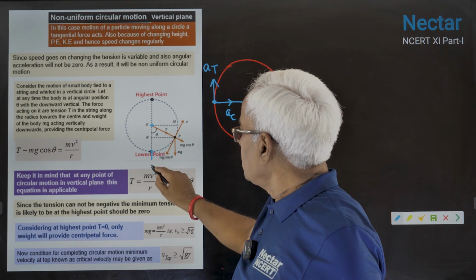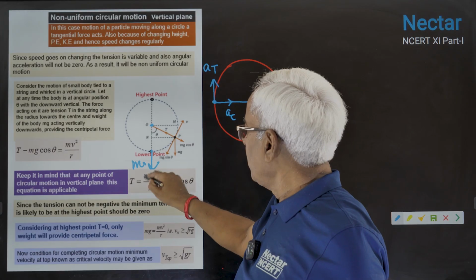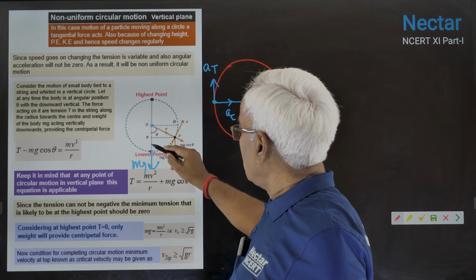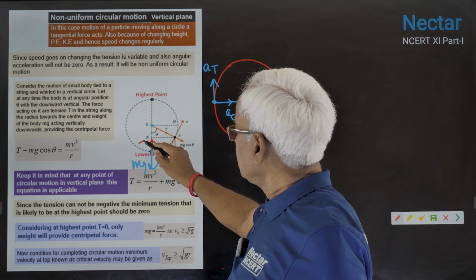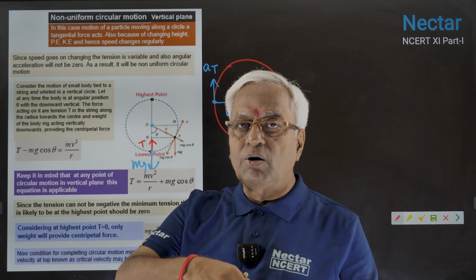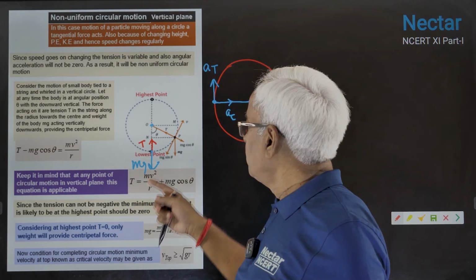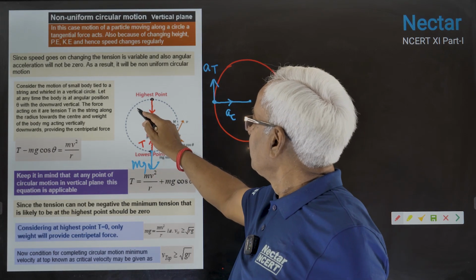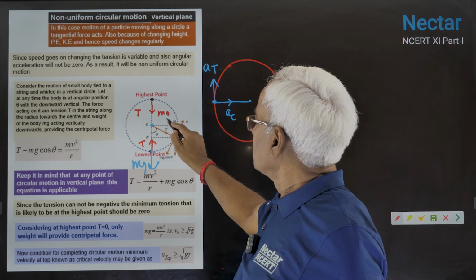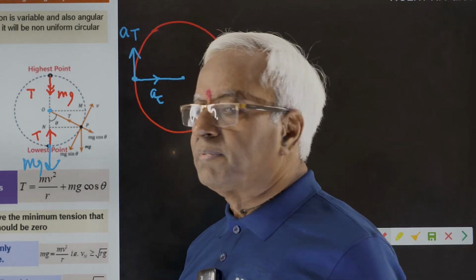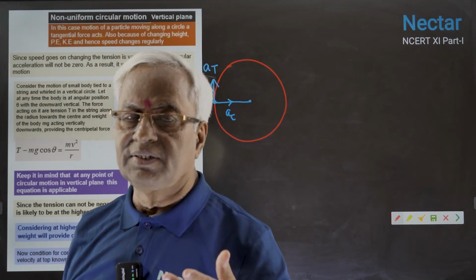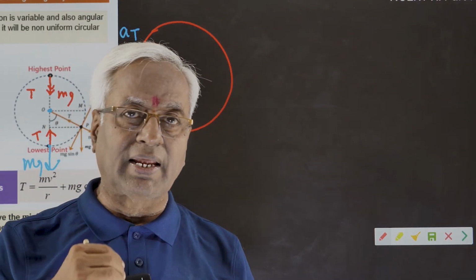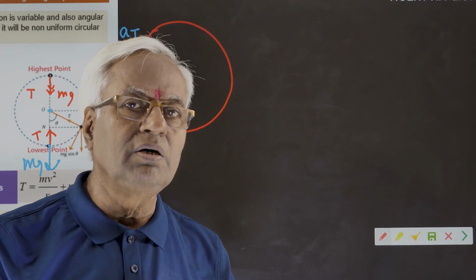Here, the weight will be acting downward. Weight is acting downward, and this is tension. Tension is always along the length of the string. Wherever the string you consider, it will be along the length. Tension is here. Weight is also along the same direction. So we have considered the 2 points, that is highest and the lowest. We have considered the two forces that will regularly be present throughout the motion.